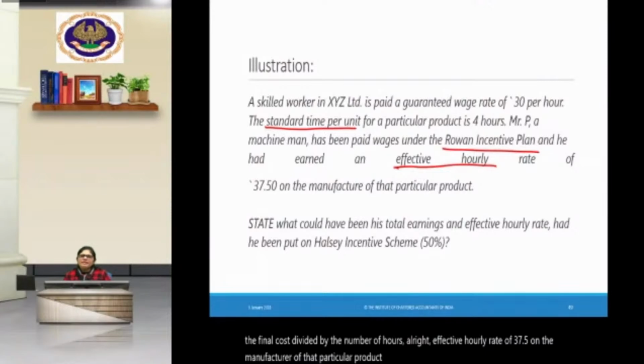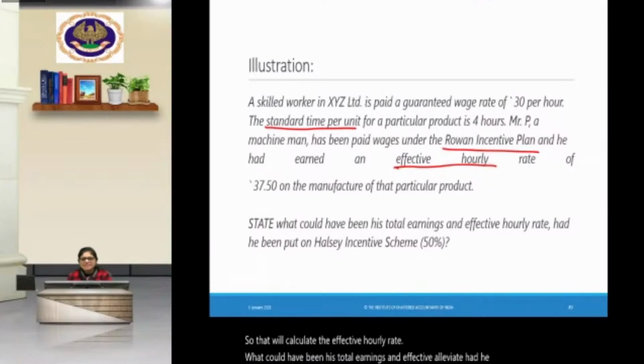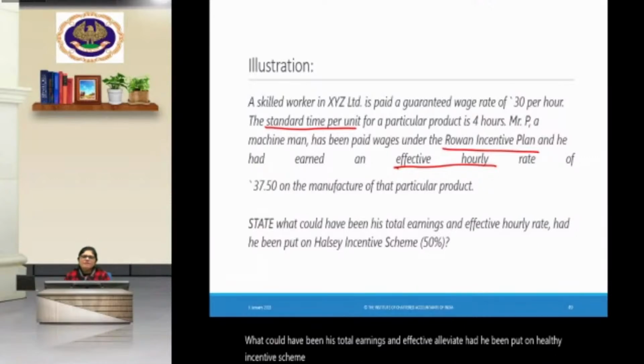So effective hourly rate means wages plus bonus. The total incentive which you got, wages plus bonus, whatever is the total amount which the worker is getting, divided by the number of hours. So that will calculate the effective hourly rate. What could have been his total earnings and effective hourly rate had he been put on Halsey incentive scheme? So they have given the information under the Rowan scheme, and on the basis of that information, we have to calculate the effective hourly rate and total earnings under the Halsey incentive scheme.